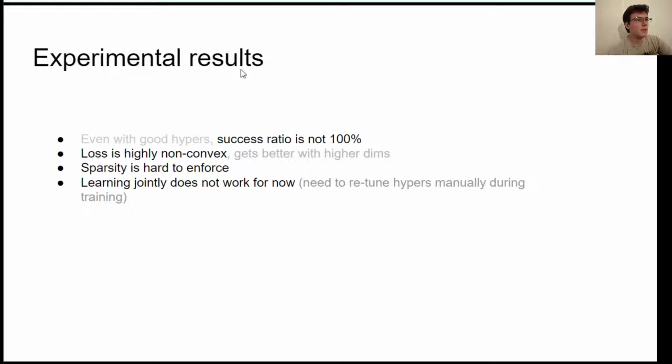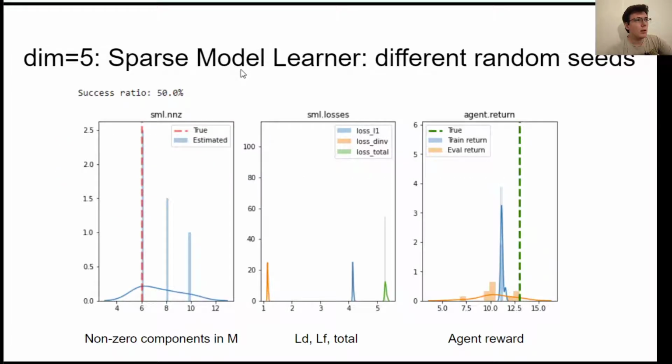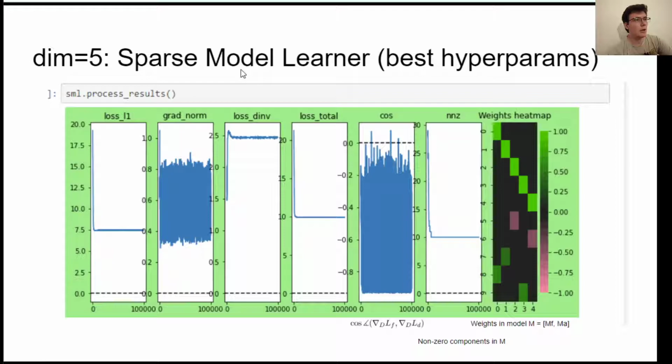Specifically, the success ratio of our algorithm is never 100%. Some random initializations lead to bad valleys, which local search cannot escape. However, the loss landscape seems better with higher dimensions. This is a result for dimension of 5, for states, observations, and features. On the left figure, we see that in 50% of the cases, over decoder initializations, we converge to the correct number of non-zero components in M. On this chart on the right, you see the visualization of the learned model M. It is sparse with a minimal number of components to stay non-degenerate.